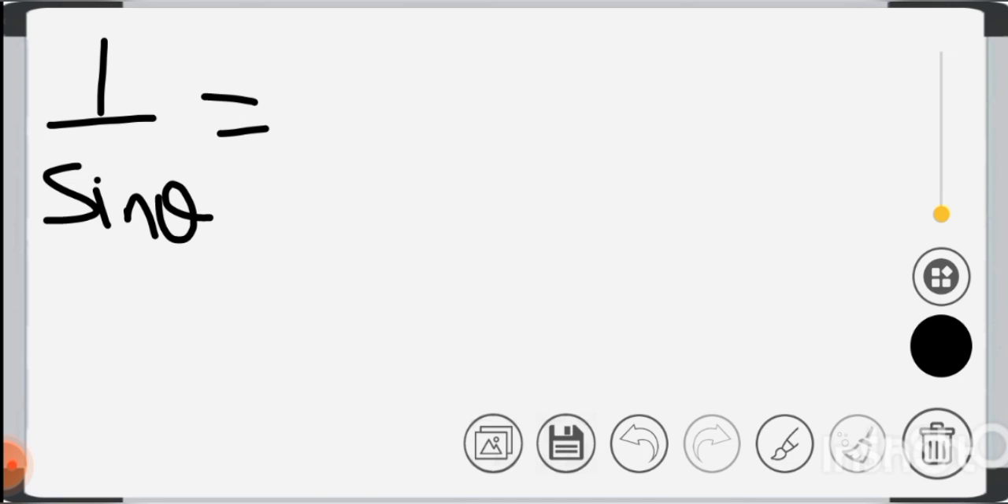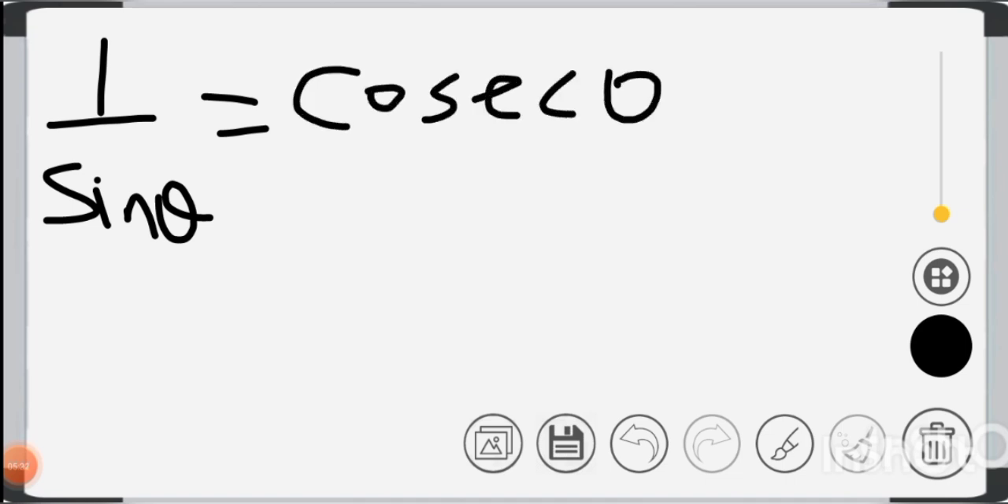Now, let's look at the trig identities that we have. How do you know trig identities? That's another thing. How do you know trig identities? This will be simply cosec theta. You can say, how do you get that and how do you know their identity?